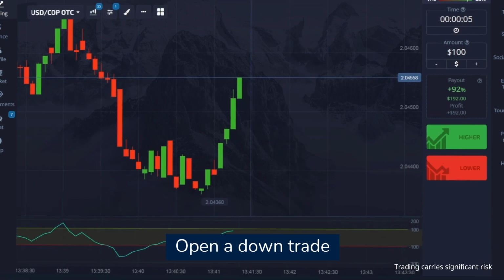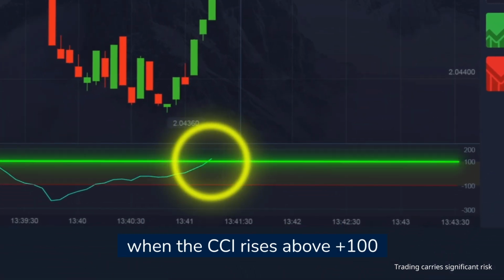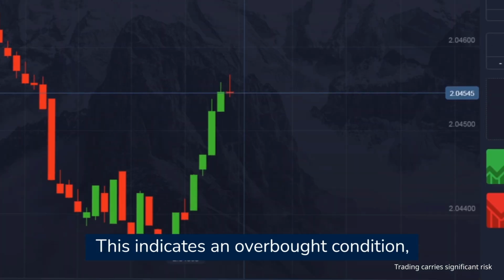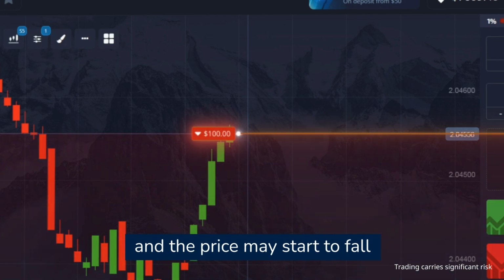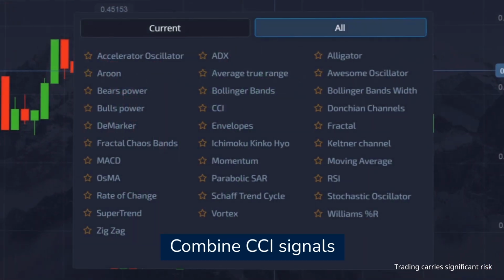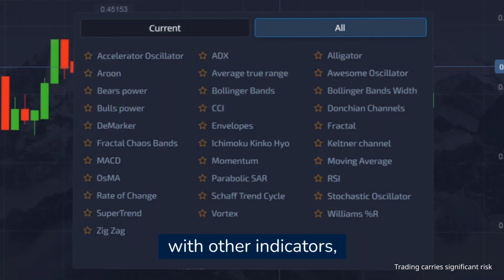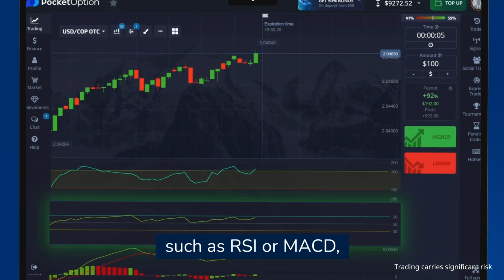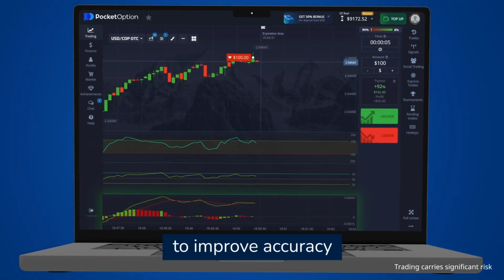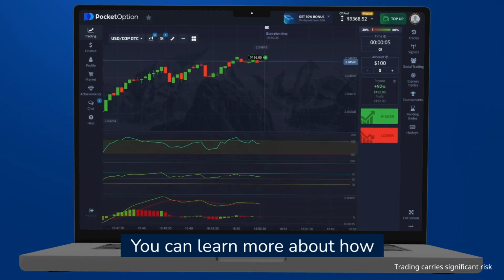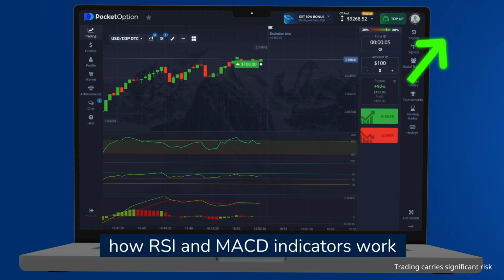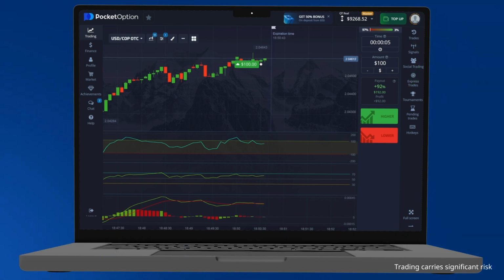Open a down trade when the CCI rises above +100. This indicates an overbought condition and the price may start to fall. Combine CCI signals with other indicators such as RSI or MACD to improve accuracy. You can learn more about how the RSI and MACD indicators work in these videos.